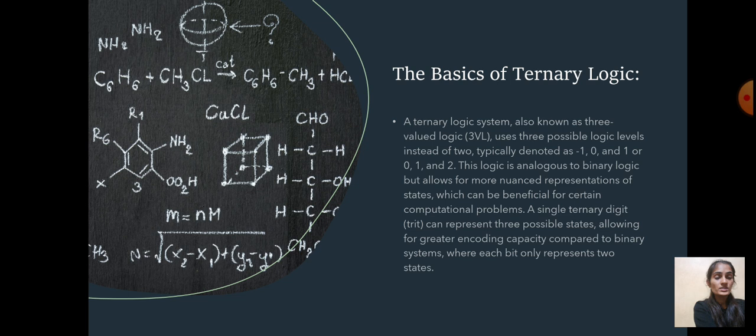Next, we are going to discuss the basic concept of ternary logic. A ternary logic system, also known as three-valued logic, uses three possible logic levels instead of two, typically denoted as -1, 0 and 1, or 0, 1 and 2. This logic is analogous to binary logic but allows for more nuanced representation of states, which can be beneficial for certain computational problems. A single ternary digit can represent three possible states, allowing for greater encoding capacity compared to binary systems, where each bit only represents two states.